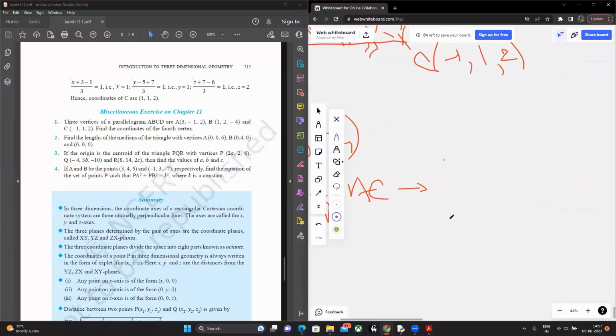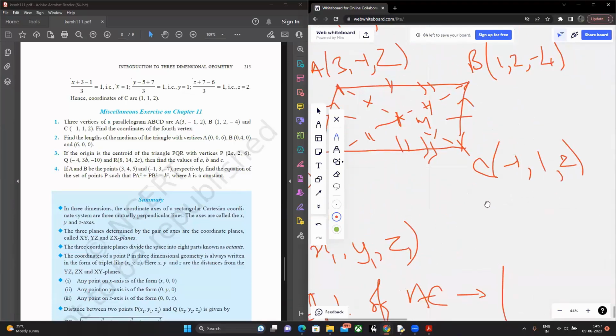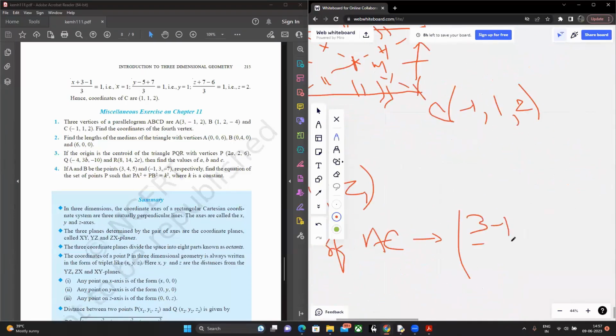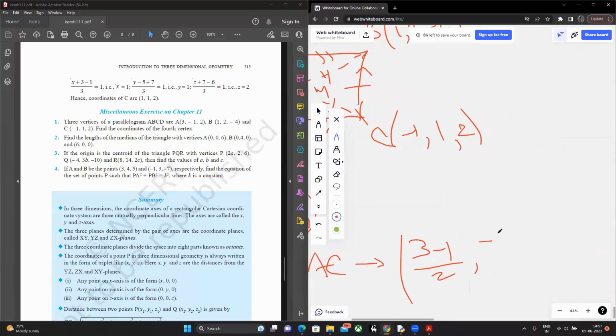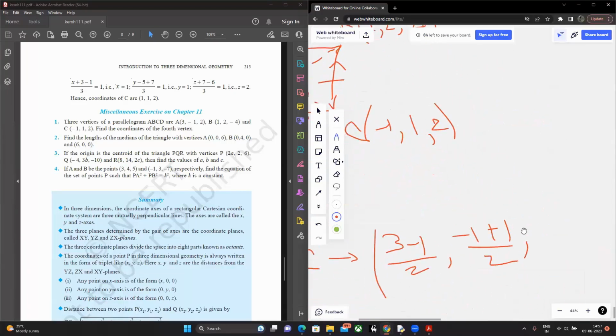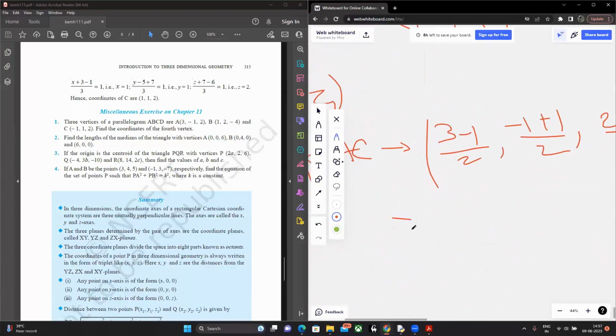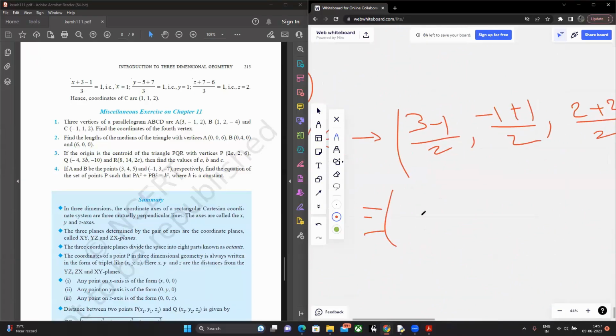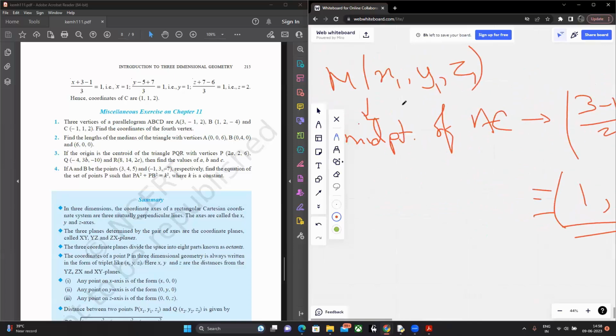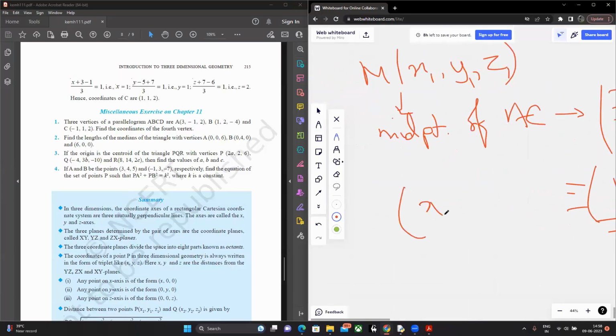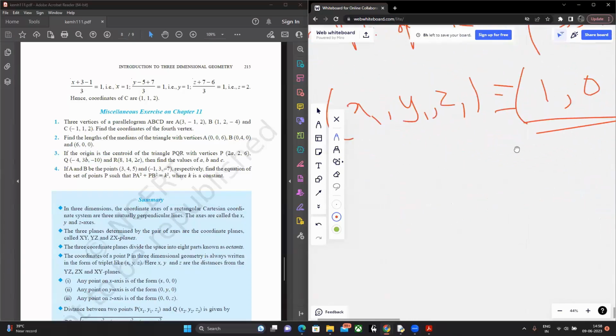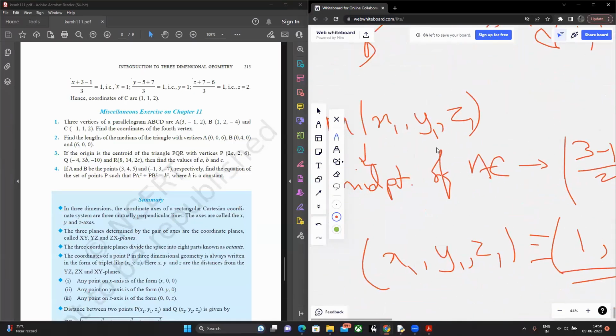So the midpoint of AC is (3 minus 1) by 2, comma, (minus 1 plus 1) divided by 2, comma, (2 plus 2) divided by 2, which is equivalent to 2 by 2, that is 1, this is 0, and this is going to be (2 plus 2) by 2, that is 2. This is going to be the coordinates of M, which is x1, y1, z1. That is equivalent to (1, 0, 2).